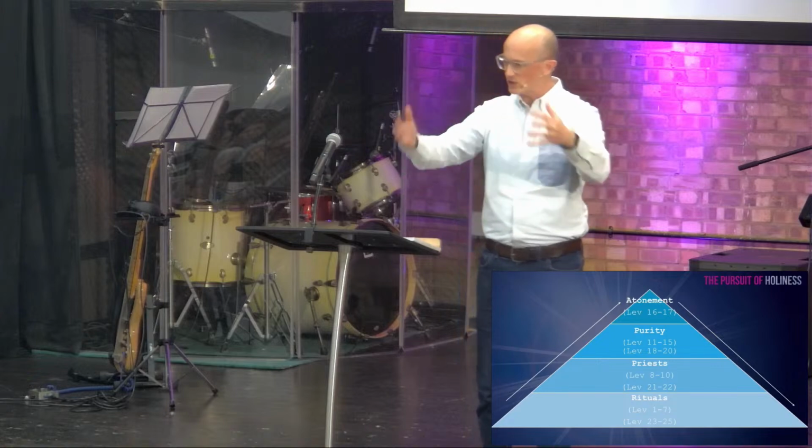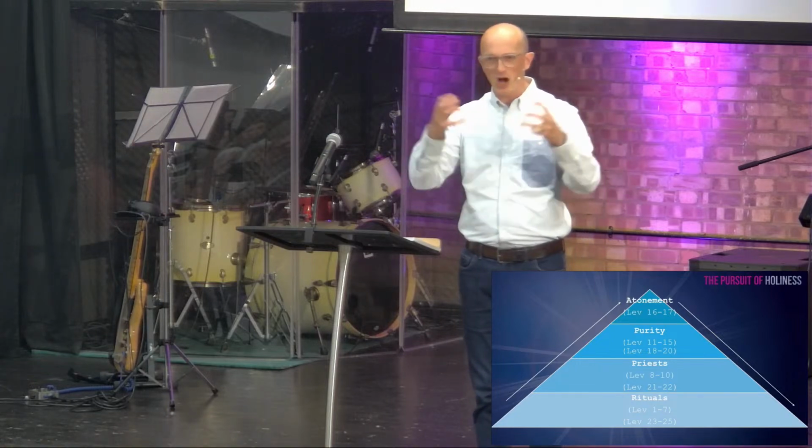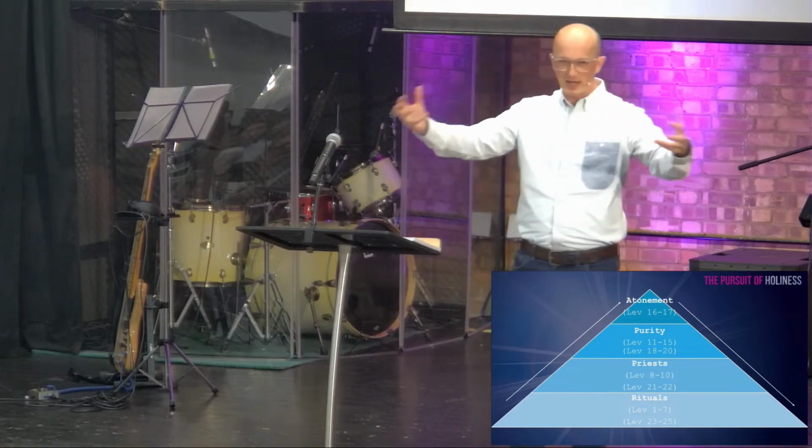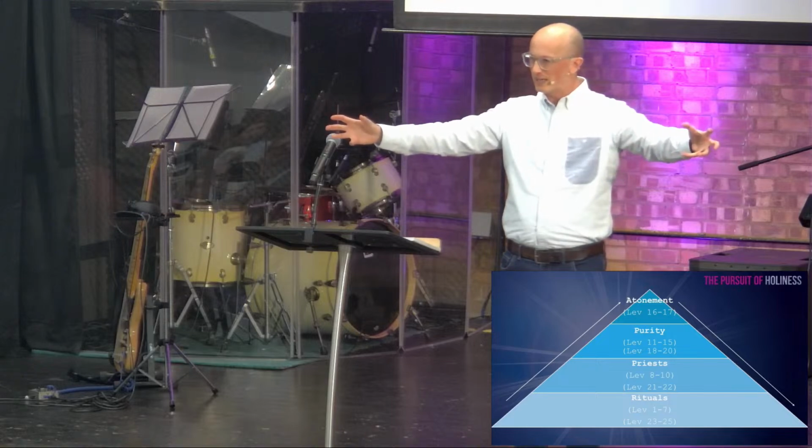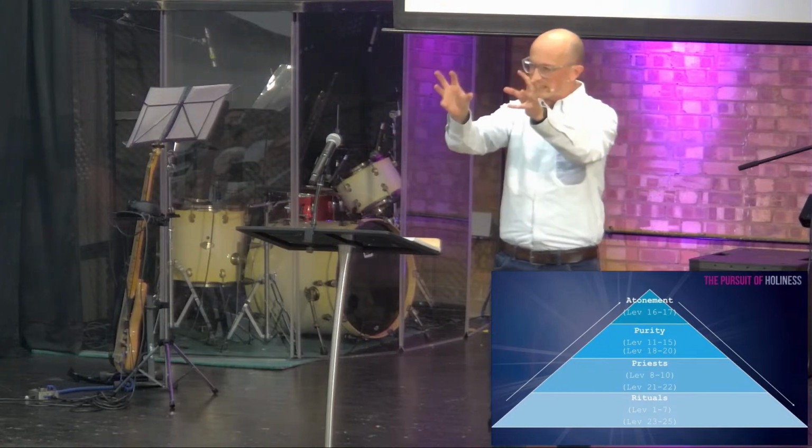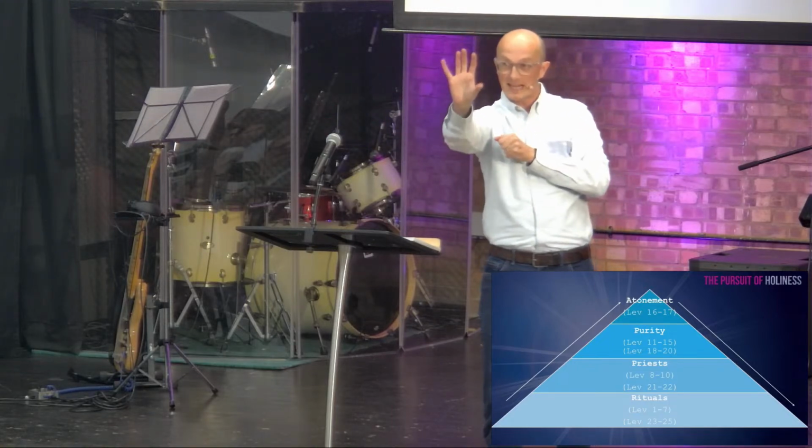Now, if you're into literature, the technical term for this is a chiasm. A chiasm is where the outside bits match, and then the next bits in match, and the next bits in after that match, and then you've got a centre to the thing.